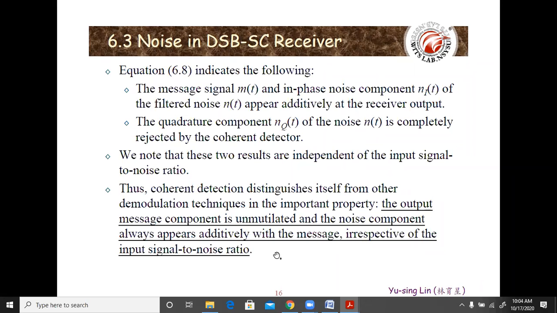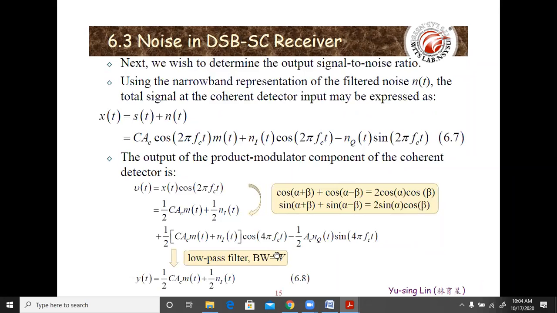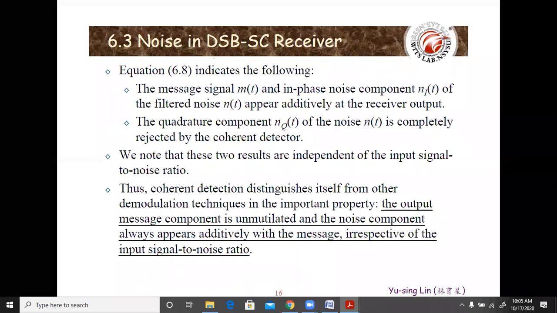So effectively, half of nI(t) is getting added to this value. The in-phase noise component is going to get added, the quadrature component is rejected, and whatever in-phase component is added is also additive in nature. It is not multiplicative with respect to the message signal.